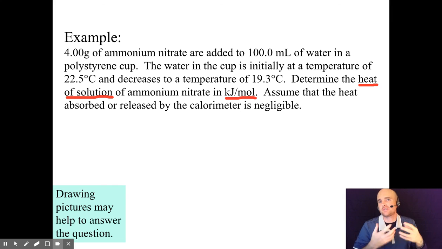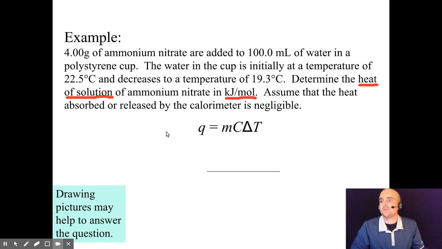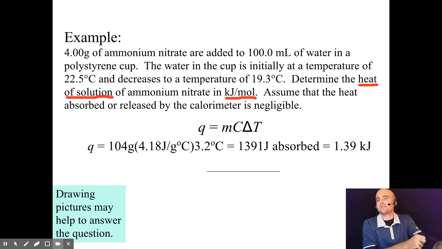That means that the percent error is going to be negligible. So we're still going to use the Q equals mcΔT rule, and we're still going to find the heat Q. I know the mass of the water plus the ammonium nitrate is going to be 104 grams. You notice you have to be real nitpicky on these calorimetry questions and really understand what it's looking for.